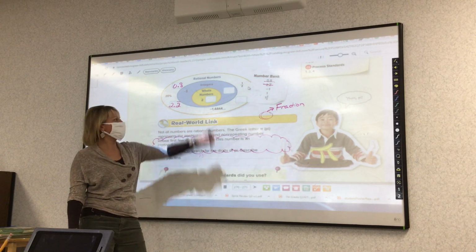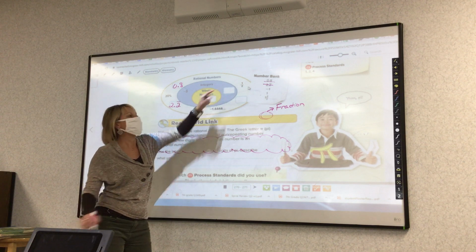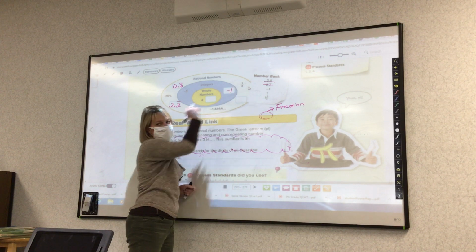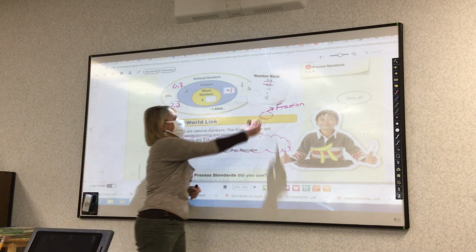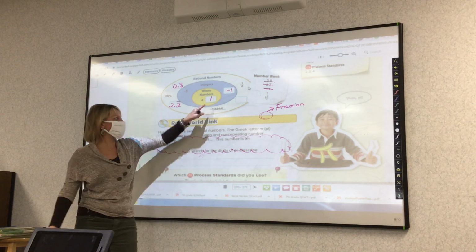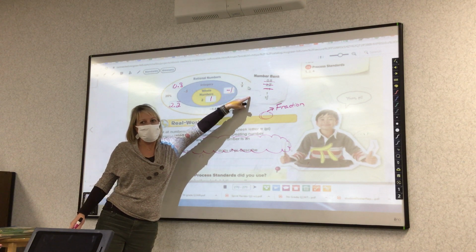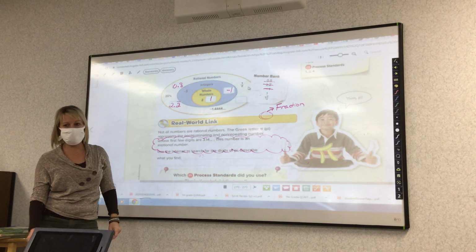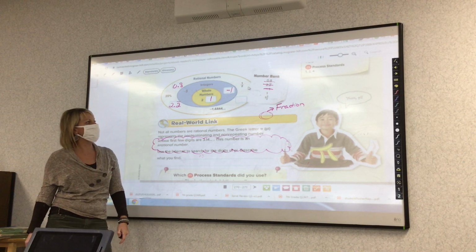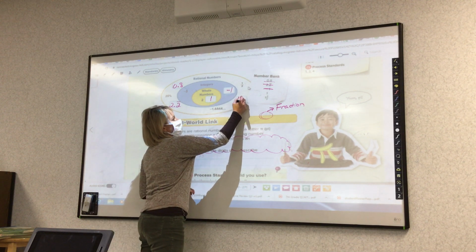A -1. Is it a whole number? No. Is it an integer? Yes. Good. So if it's an integer, it's also a rational number. The number 1, is it a whole number? Yes. So if it's a whole number, it's also an integer, and it's also a rational number. So it's going to be all of them. And the last one is 1 2/3. We only have one spot left. It's rational.